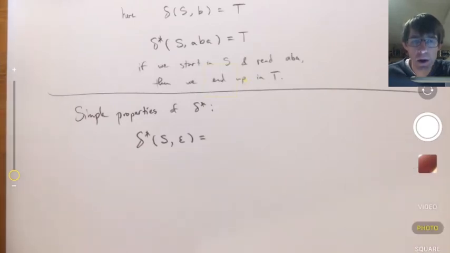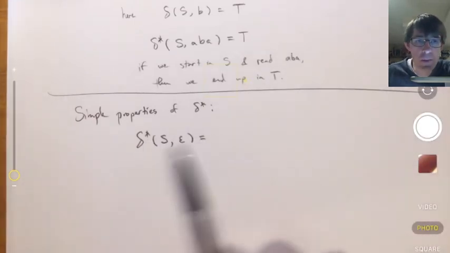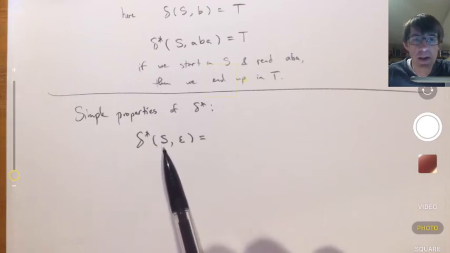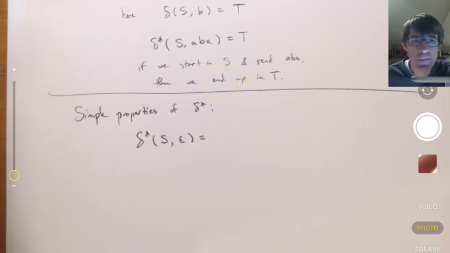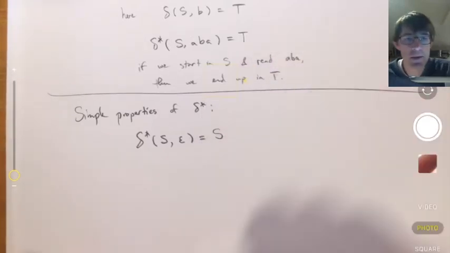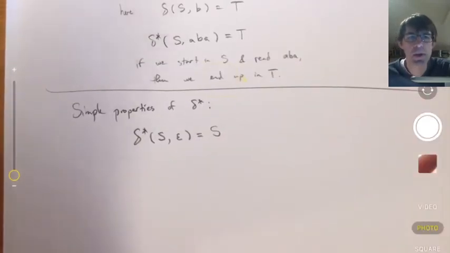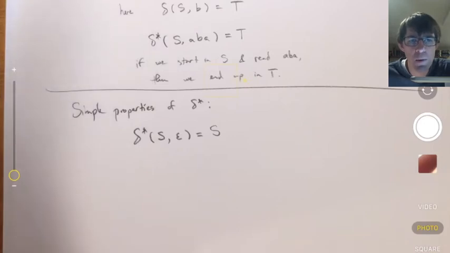What the meaning of this is, remember, if I start in state S and then I do the empty string, what state should I end up in? What do you say? S. Yeah, that's the only thing that makes any sense. If you start in state S and you do nothing, that's what it means to read the empty string, then you end up still in state S. So I put S. Simple properties of delta star, all right? This will always be true, no matter what the DFA looks like.